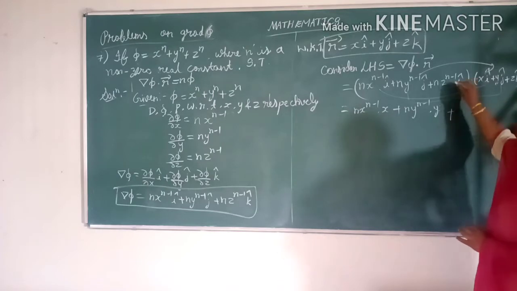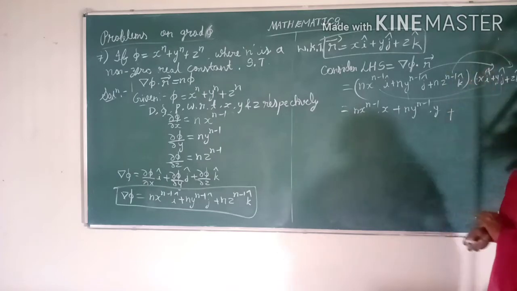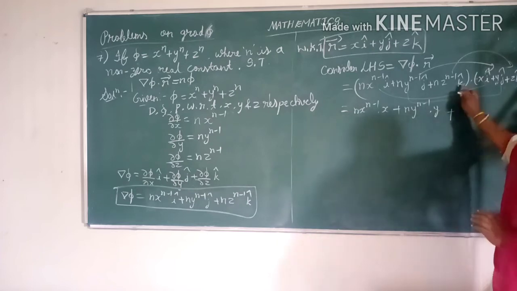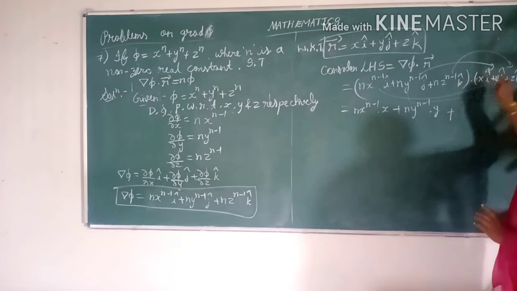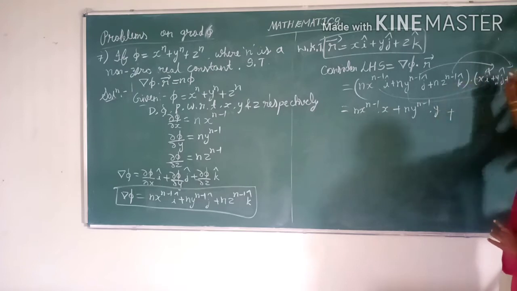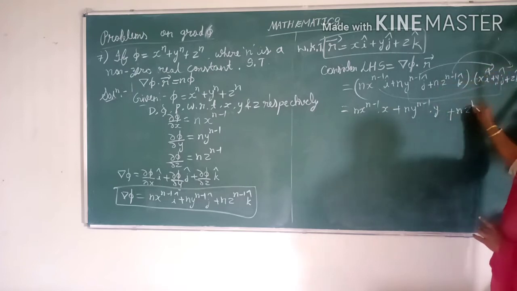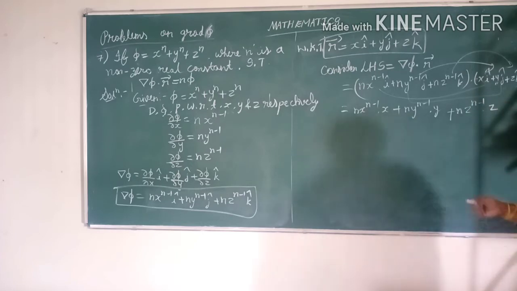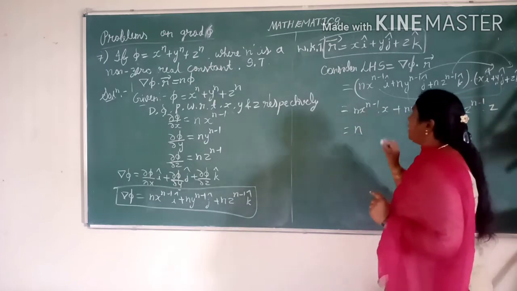Similarly, multiply this term n into z to the power of n minus 1 into k cap with this one. I already told k dot i is 0, k dot j will be 0, and k dot k, only the remaining value. They multiply their coefficient. k dot k is 1, n into z to the power of n minus 1 into z. Clearly see. Now we see that n into.